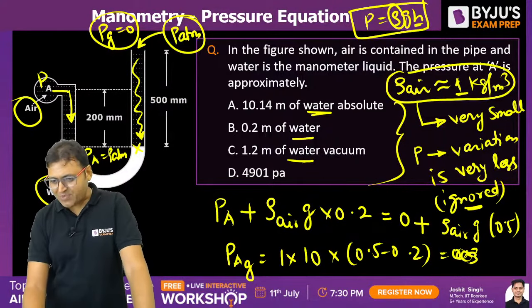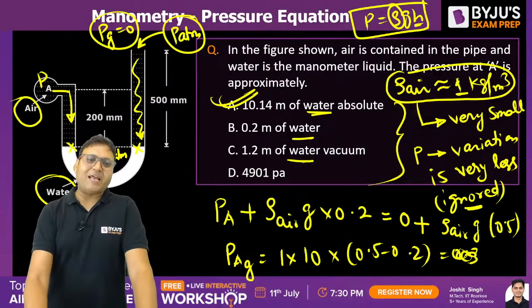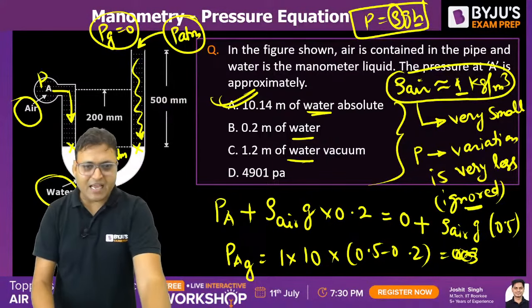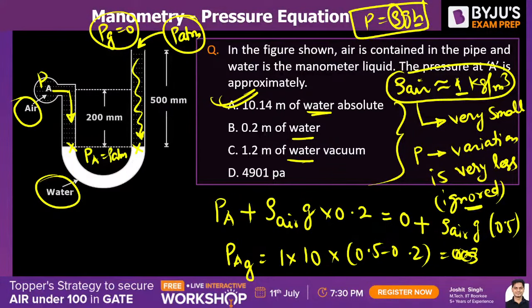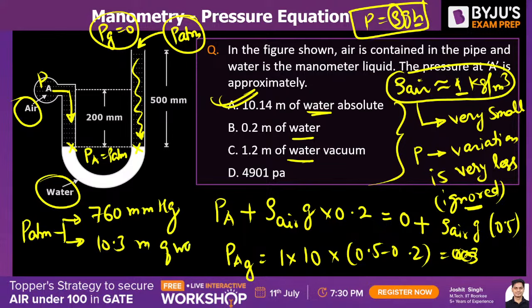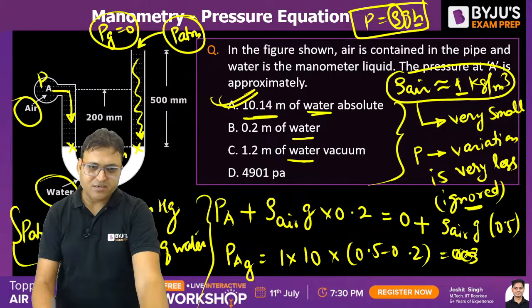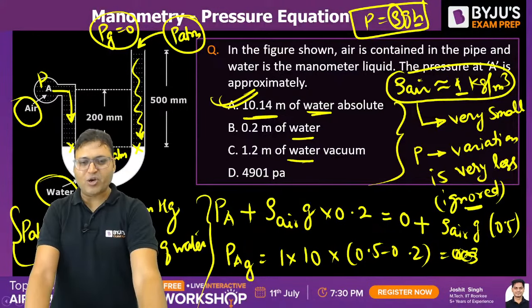10.14 meter of water absolute. If we write atmospheric pressure in terms of water head, do you know, atmospheric pressure can be written as 760 millimeter of mercury. Atmospheric pressure can be written as 10.3 meter of water. This is the atmospheric pressure. So it is close to 10.14 meter of water absolute. So option A will be the correct answer for this one. Option A will be the right answer. It will not be option D.